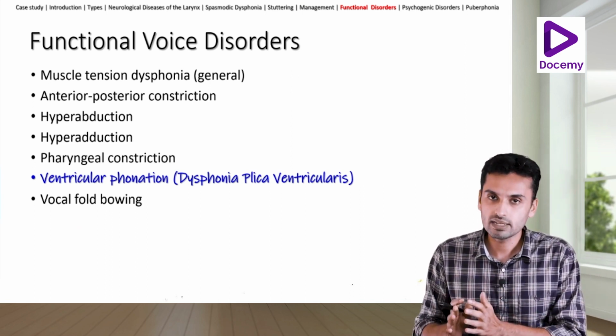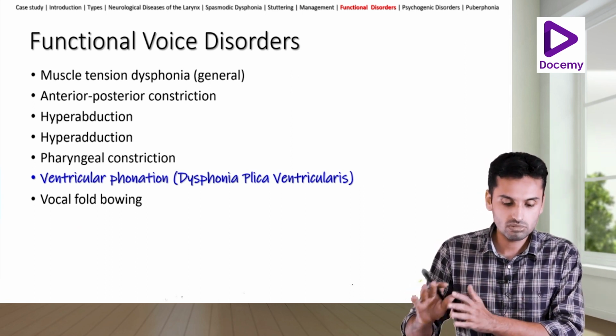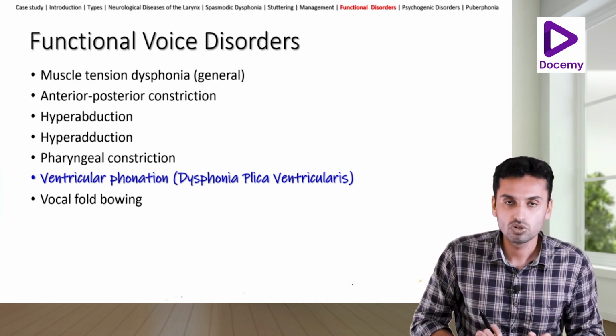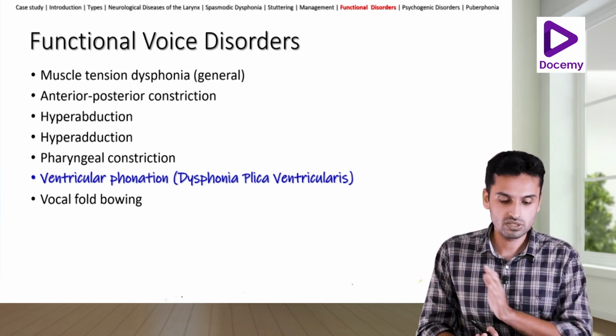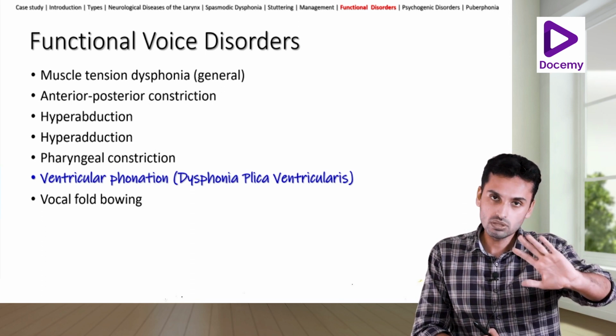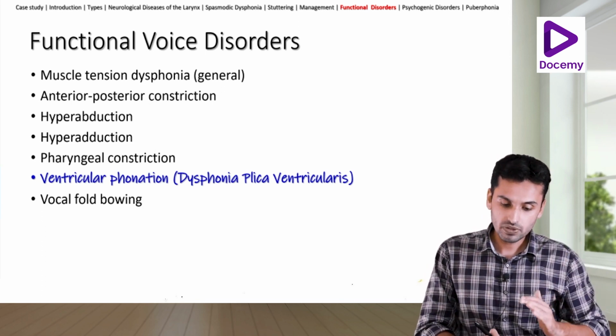Another is vocal cord paralysis. Okay, so we'll not go into that, and many other neurological conditions associated with hyperfunctional disorders. So now we'll come to the next. We're done with organic lesions. So now we'll come to the functional disorders.